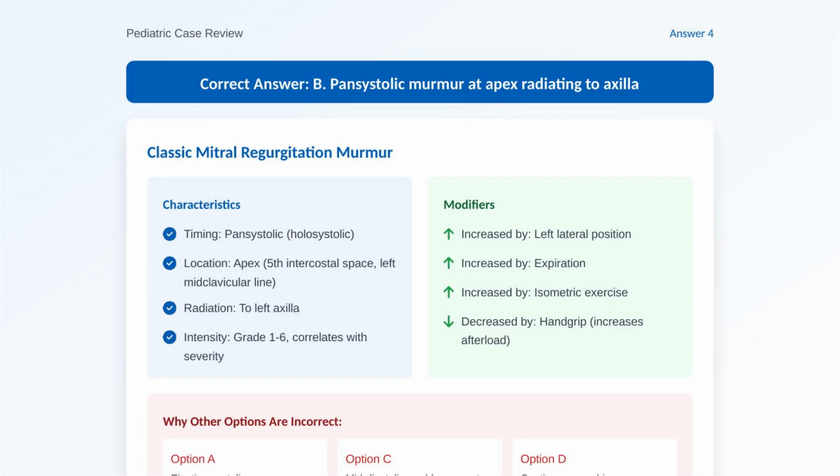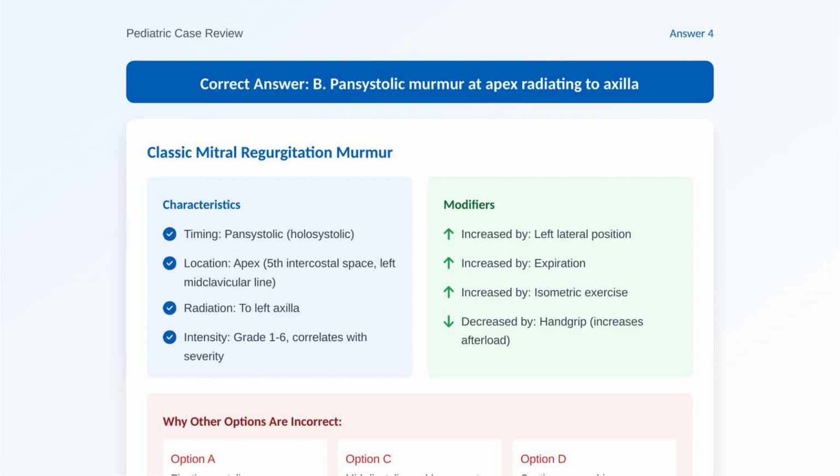It is best heard at the cardiac apex, which corresponds to the fifth intercostal space in the left midclavicular line. A characteristic feature is its radiation to the left axilla, which helps differentiate it from other systolic murmurs. The intensity of the murmur typically correlates with the severity of regurgitation, though this relationship is not absolute.